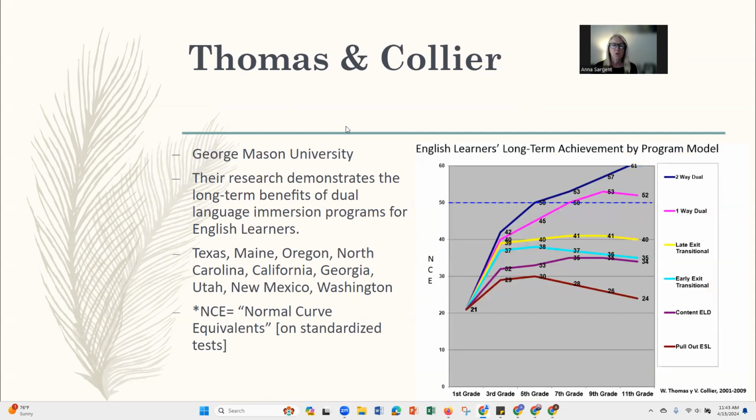Here's some more research that goes along with those different models. Take time to look at this and make those connections here as well.